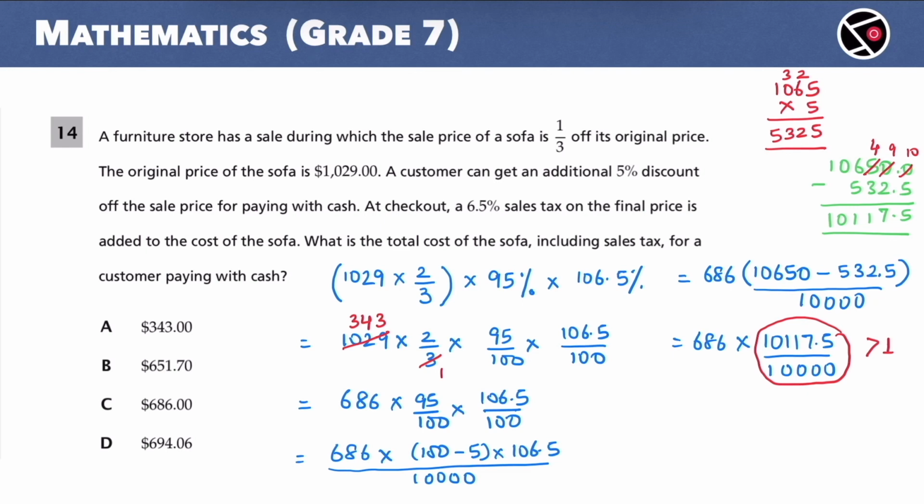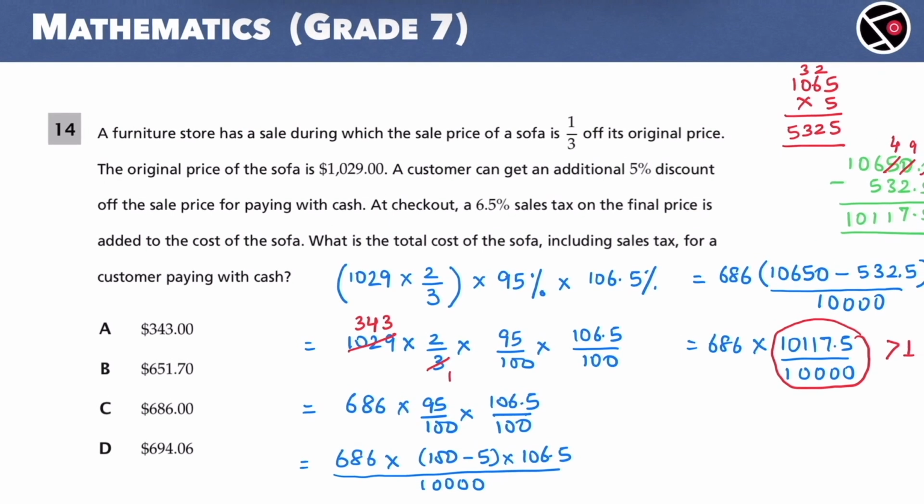We can reject A. 343 is less than 686. We can reject B. Again, 651.70 is less than 686. C is 686, but we want a number that is more than 686. This is also incorrect. We are left with D. The number is 694.06, which is greater than 686. D is the correct choice.